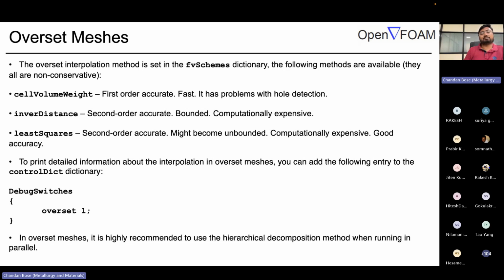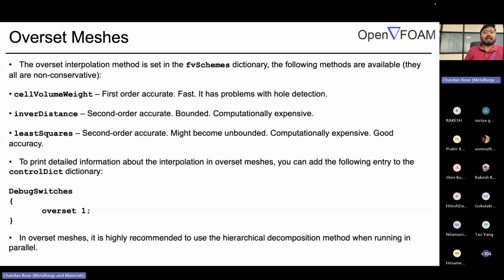Now, what are the different types of interpolation techniques? We have different interpolation techniques to exchange this information between different component meshes. One is cell volume weight, another is inverse distance, another is least square, and they all have different accuracy in terms of spatial and temporal accuracy, but this has to be mentioned in the API schemes, that is, which type of interpolation technique you want to use.